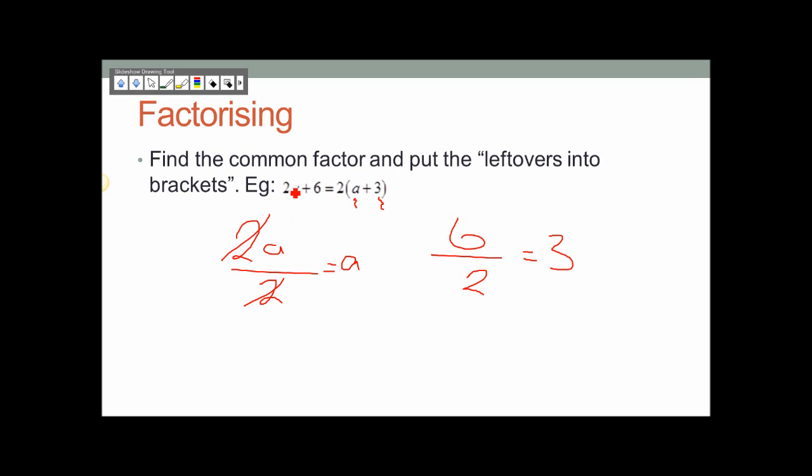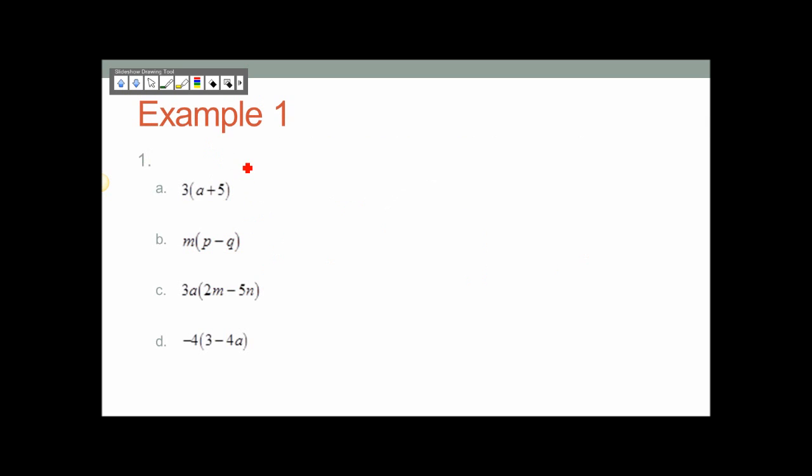So you take each term, divide it by the common factor, and put the leftovers inside the brackets. That is how we factorise. Now I'll show you a bit more in detail a little bit later when we get to example number 3, but for now let's just have a look at the few examples that we have at the top of your page. First of all, let's have a look at example number 1.